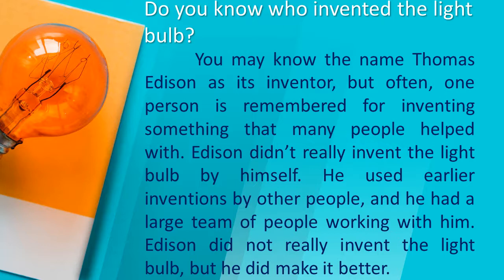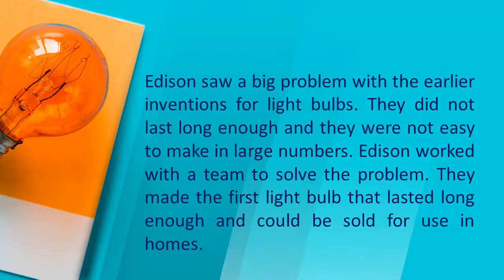And this way, with the help of inventions by other scientists, Edison took help of those scientists, took their ideas, and then he created the light bulb which was used by all. Edison saw a big problem with the earlier inventions for light bulbs. They did not last long enough and they were not easy to make in large numbers. Edison worked with a team to solve the problem. They made the first light bulb that lasted long enough and could be sold for use in homes.